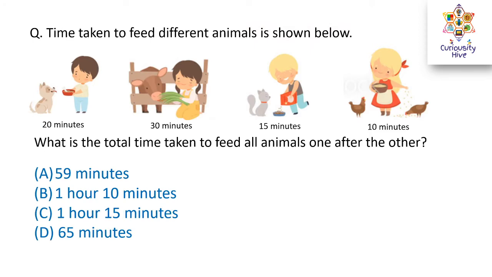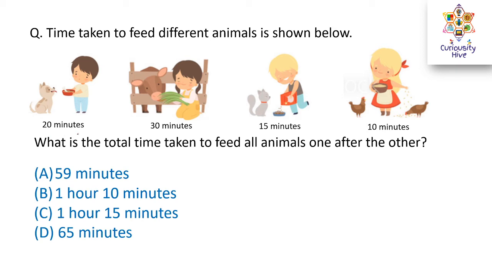Next question, time taken to feed different animals is shown below, which is 20 minutes, 30 minutes, 15 minutes and 10 minutes. What is the total time taken to feed all animals one after the other? And these are the options given.